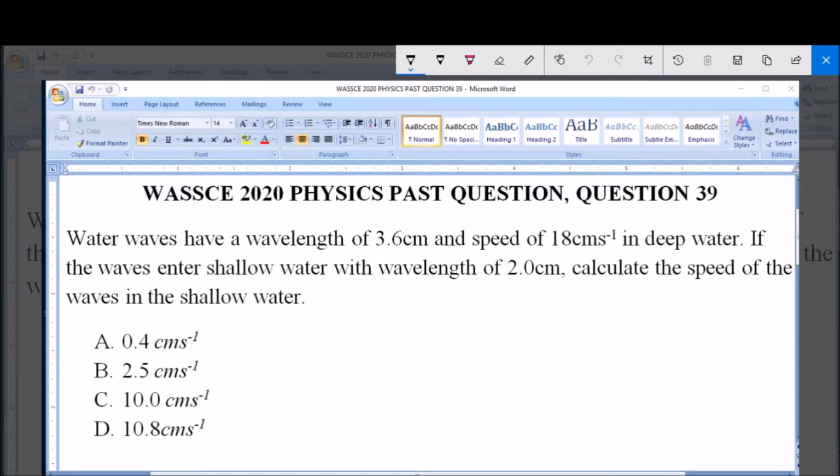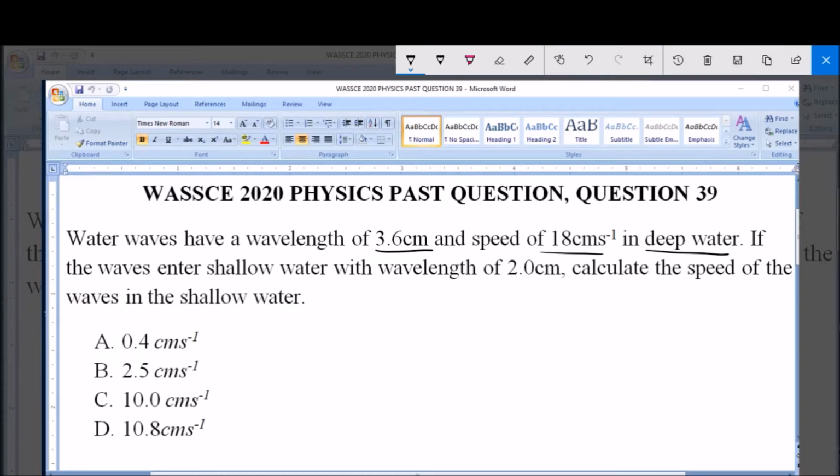Water waves have a wavelength of 3.6 centimeter and speed of 18 centimeter per second in deep water. If the waves enter shallow water with wavelength of 2.0 centimeter, calculate the speed of the wave in the shallow water. A 0.4 centimeter per second, B 2.5 centimeter per second, C 10 centimeter per second, and D 10.8 centimeter per second. So we're given that a water wave has a wavelength of 3.6 centimeter and speed of 18 centimeter per second in deep water.